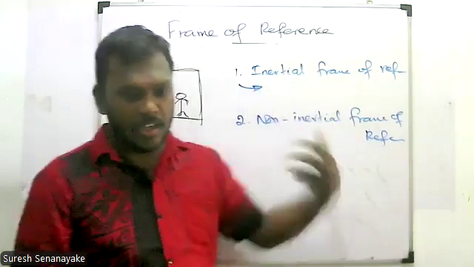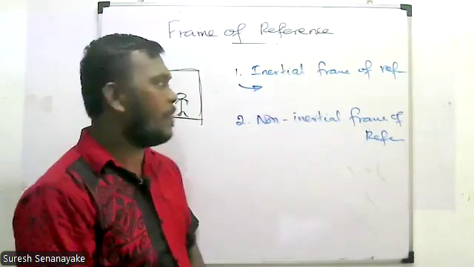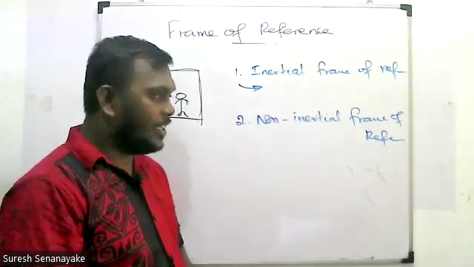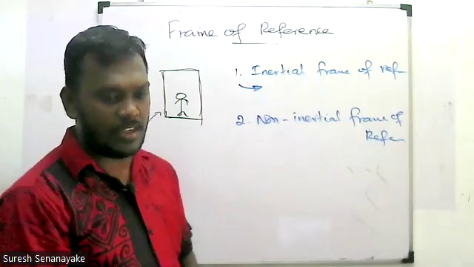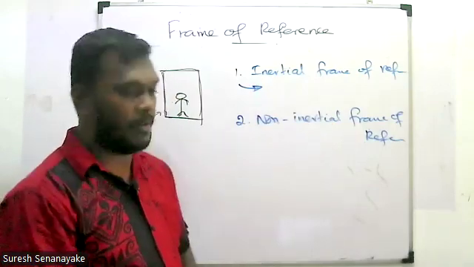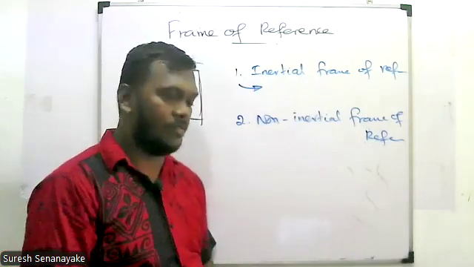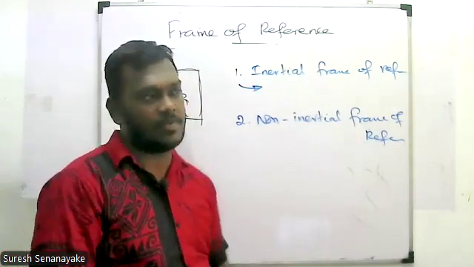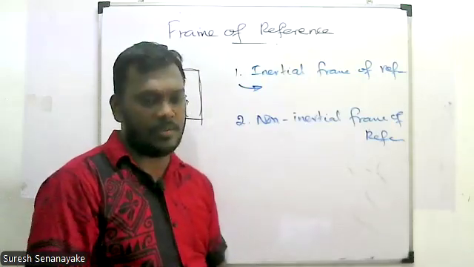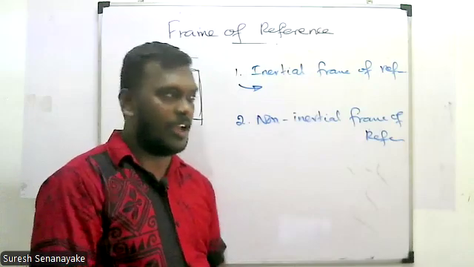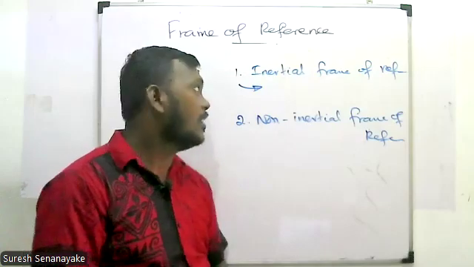So we can't actually consider the Earth as an inertial frame, but for the calculations and other cases in your study of this lesson, you can assume that it is an inertial frame of reference. Also, any body moving with constant velocity, such as a space shuttle or a rocket moving with constant velocity relative to the Earth, we also consider as an inertial frame of reference.